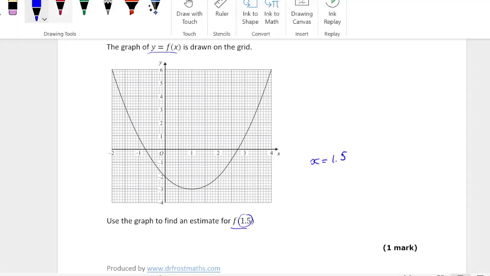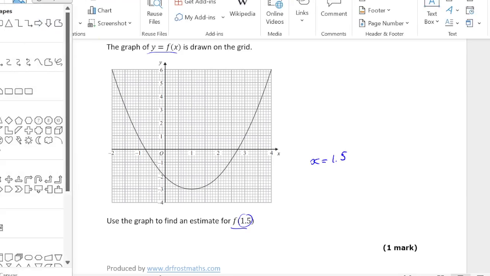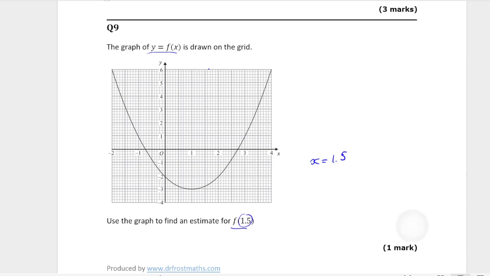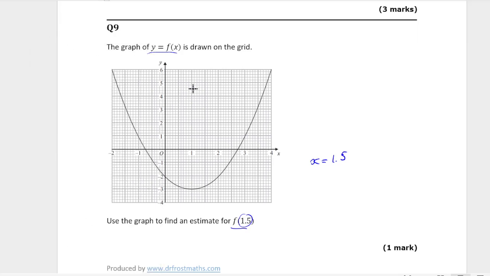So again, if we bring in a straight line, let's try that again. So insert shape, I want a straight line. So 1.5 is going to be here. So I'm looking for where the graph and that line meet. The graph and that line meet there, and that value is minus 2.8. So f of 1.5 is going to be equal to minus 2.8.